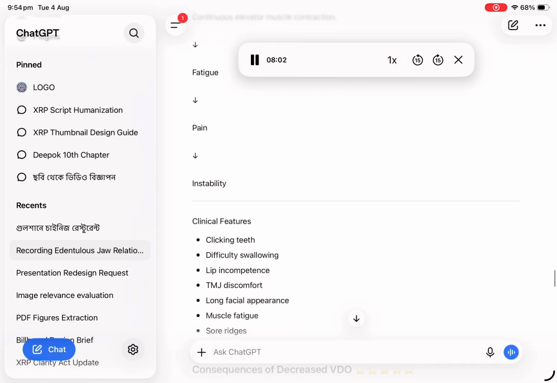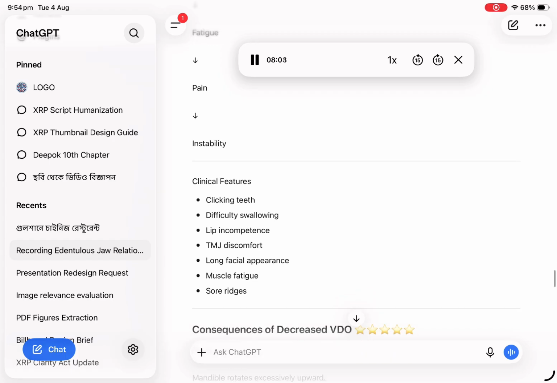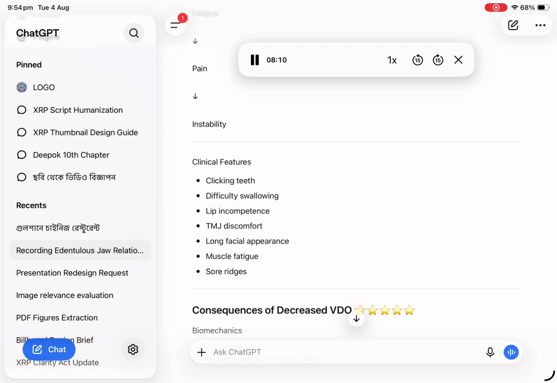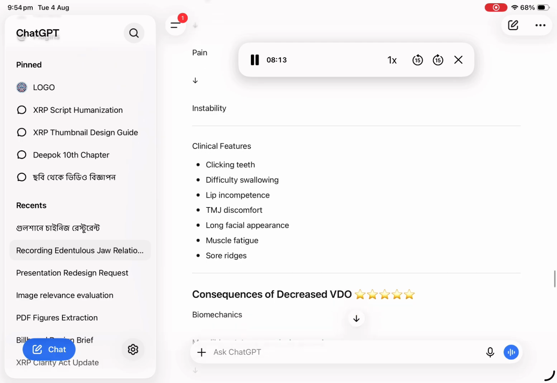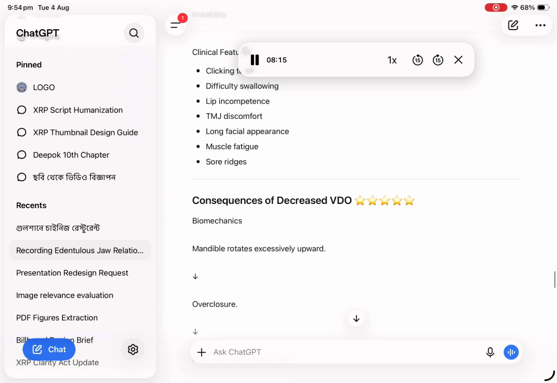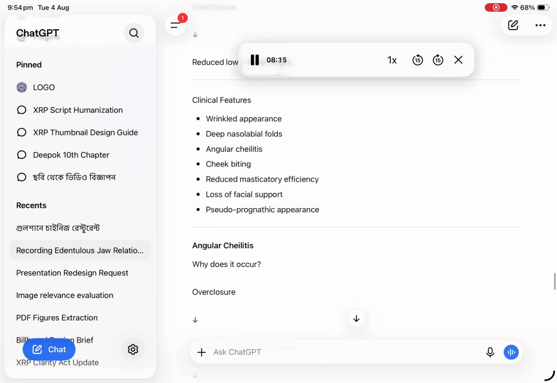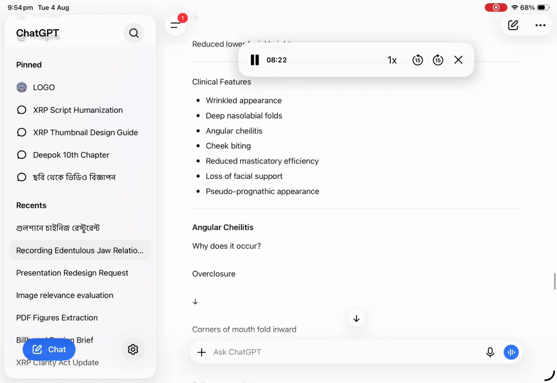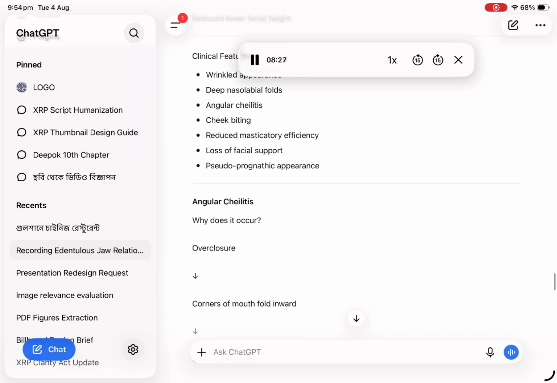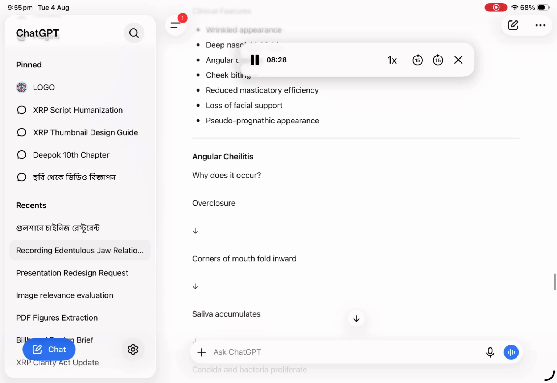Clinical features: clicking teeth, difficulty swallowing, lip incompetence, TMJ discomfort, long facial appearance, muscle fatigue, sore ridges. Consequences of decreased VDO biomechanics: the mandible rotates excessively upward, causing overclosure and reduced lower facial height. Clinical features: wrinkled appearance, deep nasolabial folds, angular cheilitis, cheek biting, reduced masticatory efficiency, loss of facial support, pseudoprognathic appearance.